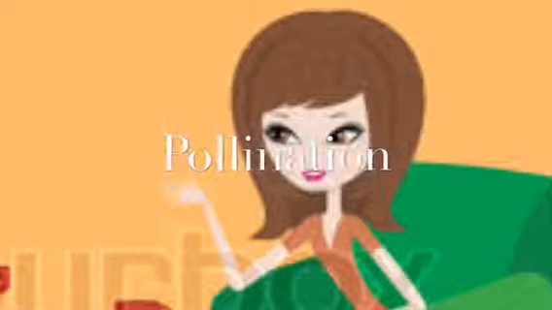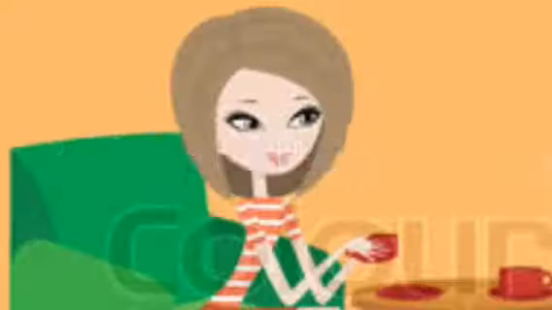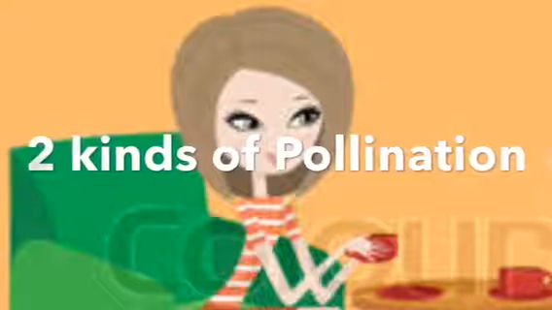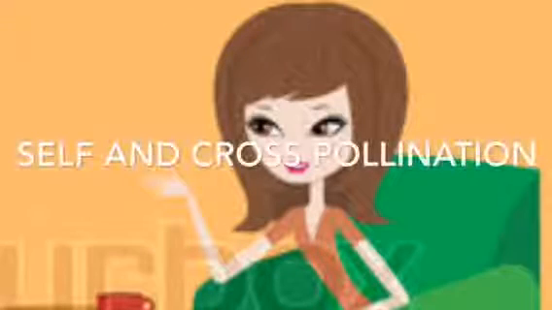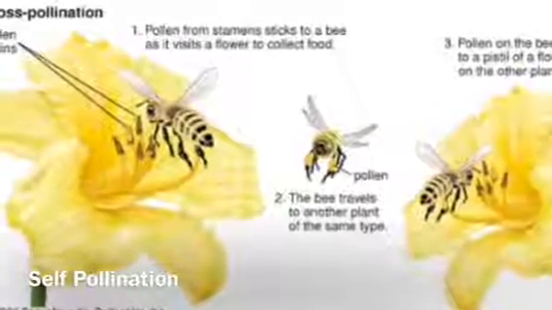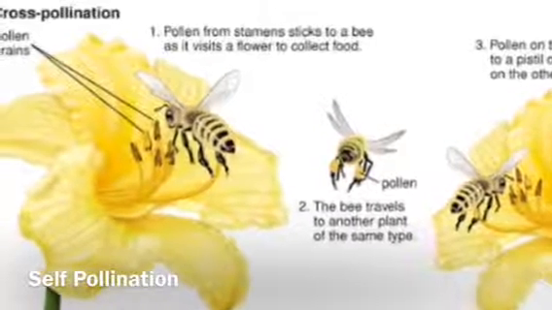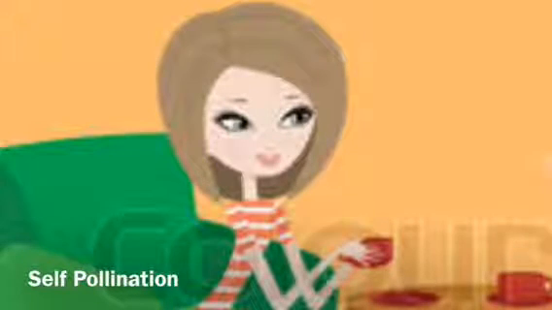Pollination. Pollination is a process wherein pollen grains reach the ovule. There are two kinds of pollination: self-pollination and cross-pollination. Self-pollination is a pollination where the pollen transfer takes place between the anther and stigma of the same flower.